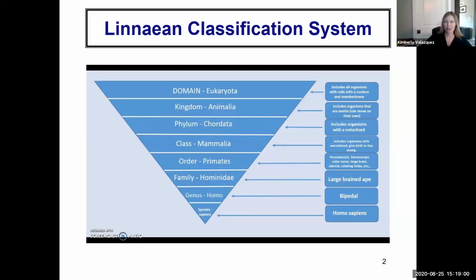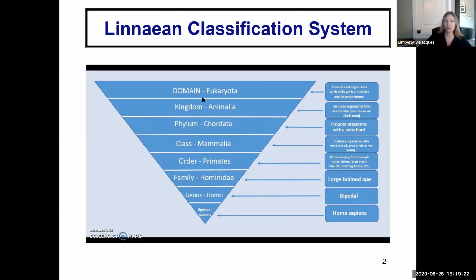Hi, I just have a couple of additional general biology topics to cover before we move into chemistry. So first, I want to talk about how organisms are classified. And the first guy to come up with this classification system was a man named Linnaeus. So it is called the Linnaean classification system.